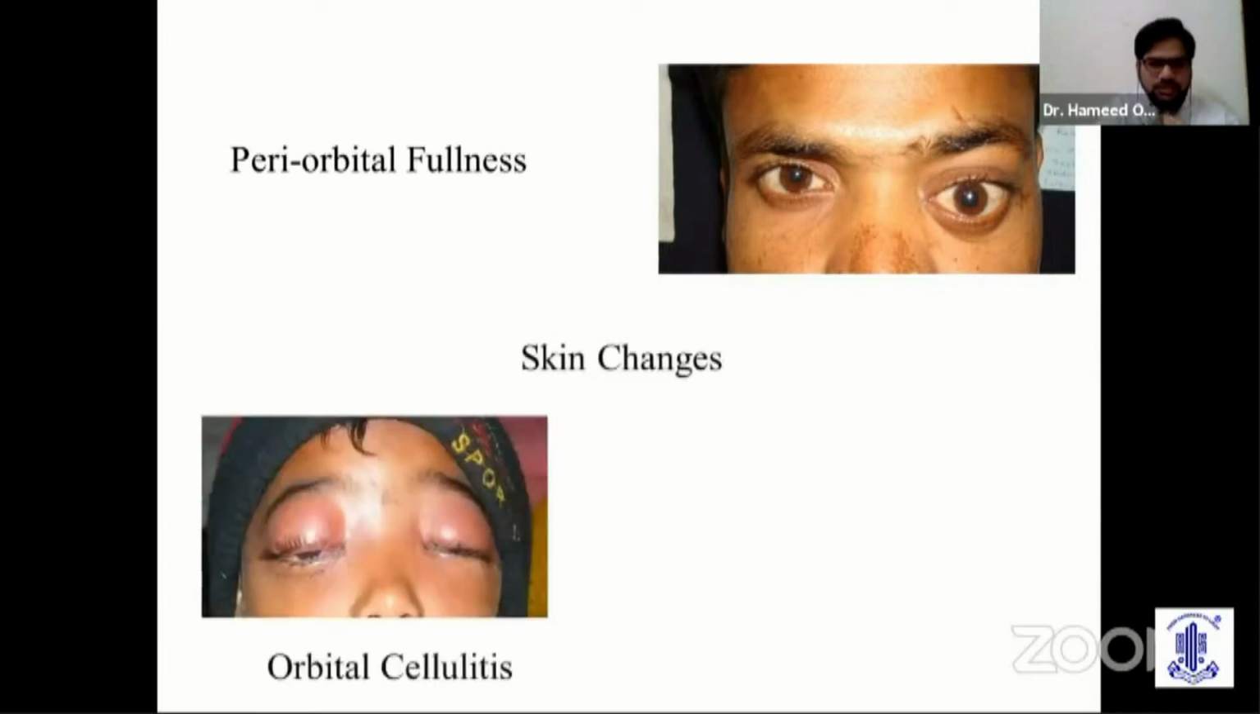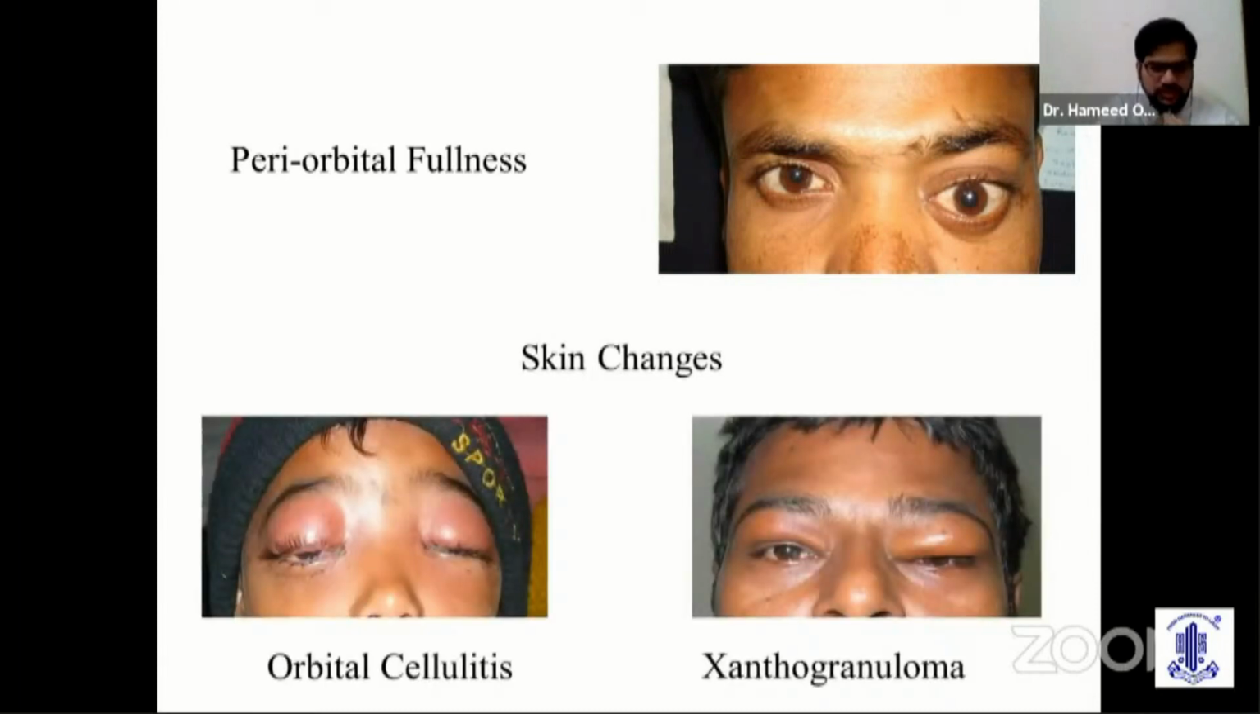Then you look for the skin changes. In this example, you can see that the skin is very tense, shiny, and red, indicating an infectious pathology like orbital cellulitis. Or you can find yellowish discoloration of the skin in xanthogranuloma.